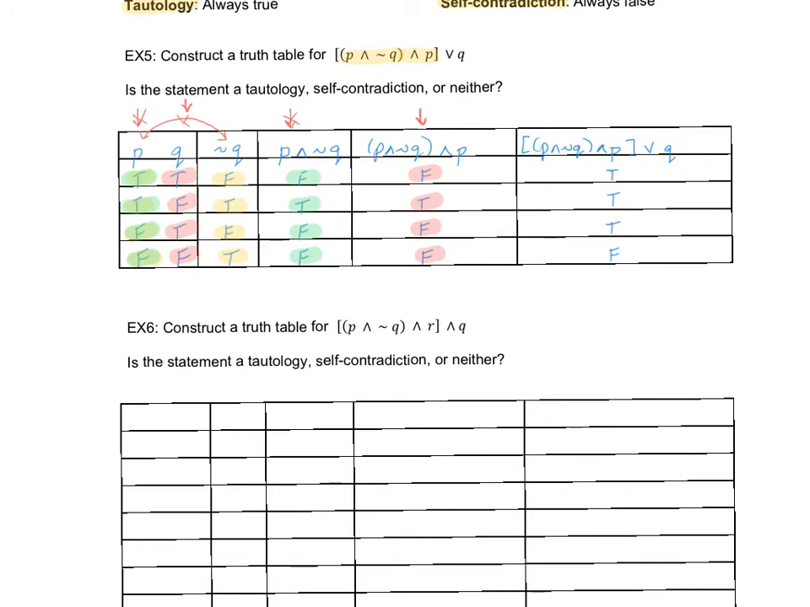When I look at that, I can see that it's not a tautology, it's not all true, it's not a self-contradiction, it's not all false. So in this case, this would be neither tautology nor a self-contradiction.